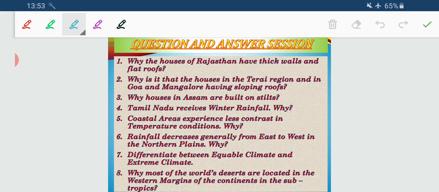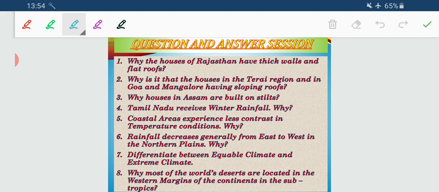Now next, why do the houses in the Terai region and in Goa and Mangalore have sloping roofs? Now this Terai region is there in parts of Uttar Pradesh, and Goa and Mangalore are in the southwestern part. All these three regions are zones of heavy rainfall. They receive a huge amount of rainfall.